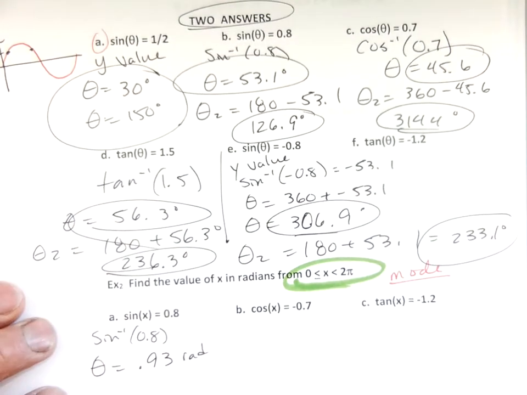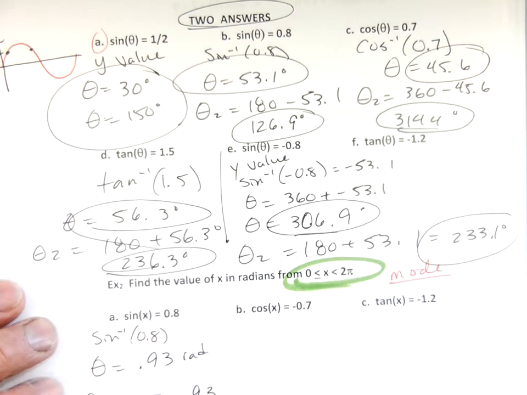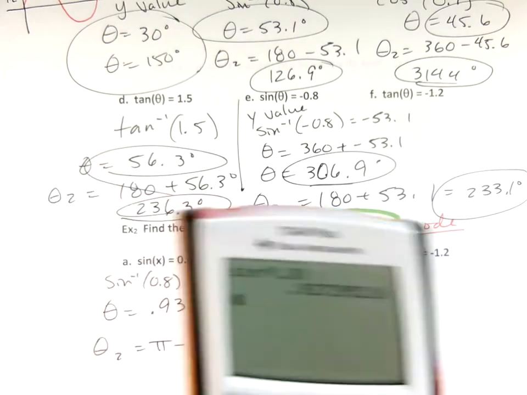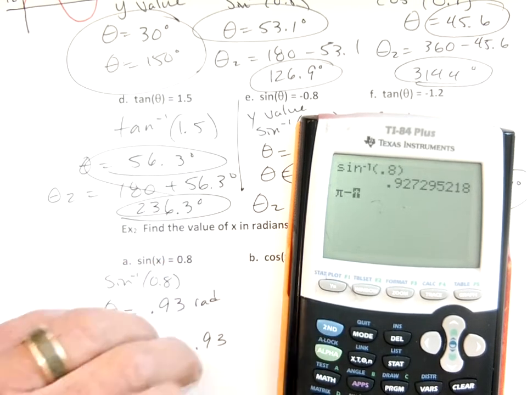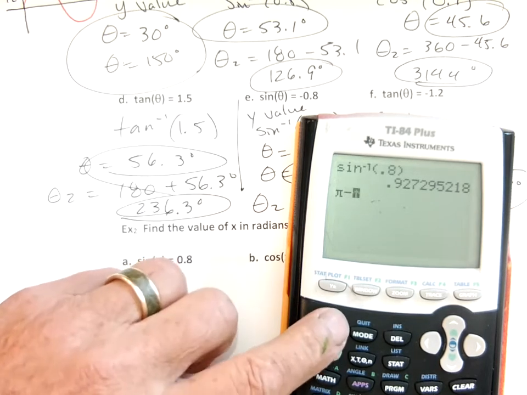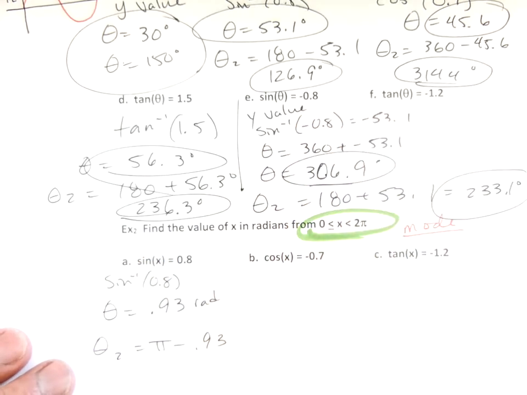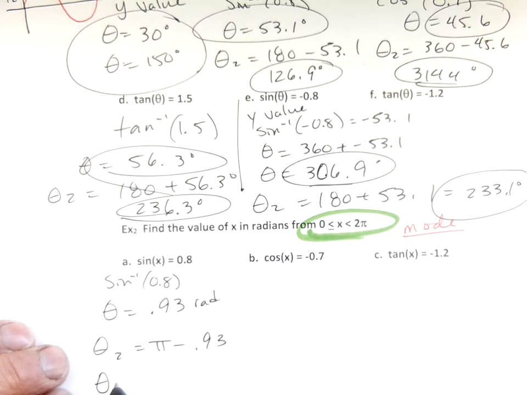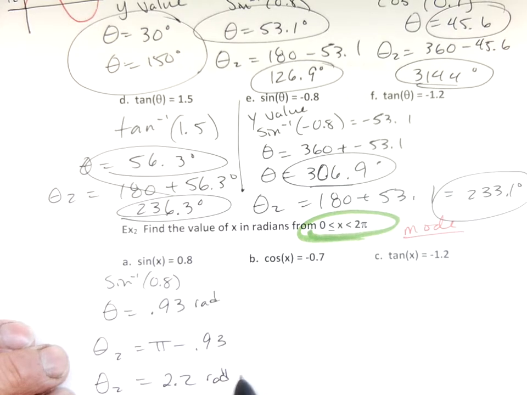So for theta 2, we'll go pi minus 0.93, and we'll get our second angle. Okay, so we're going to go pi minus my 0.93. Clear that. Pi, subtract my answer. And I get an answer about 2.2. So theta 2 is about 2.2 radians. Okay, how am I doing?